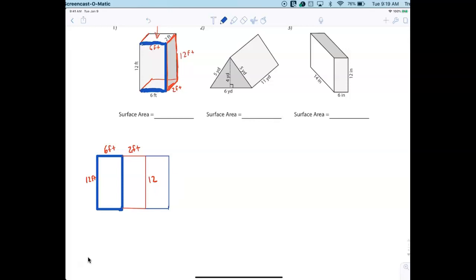All right, now that is what? 12. What's 6? This is a 6, and this is a 12. All right.